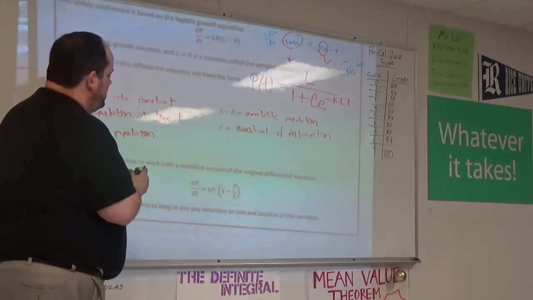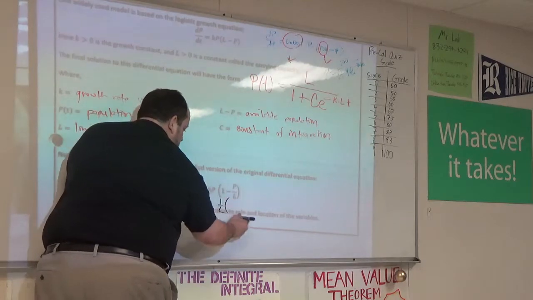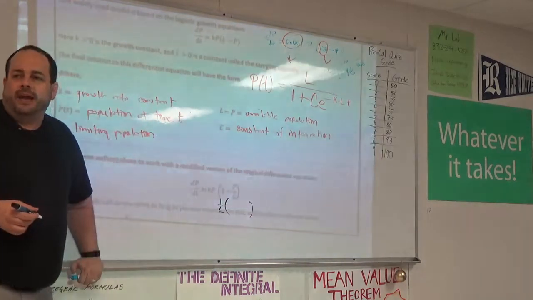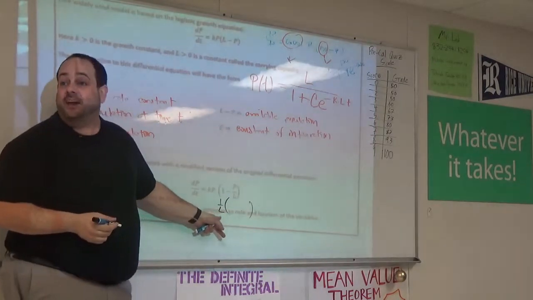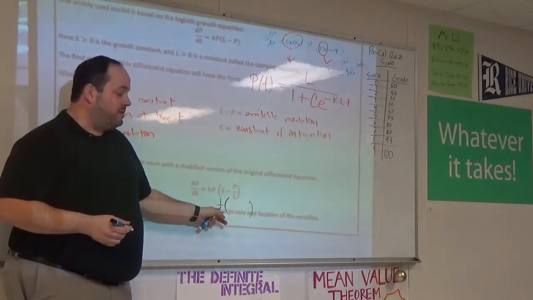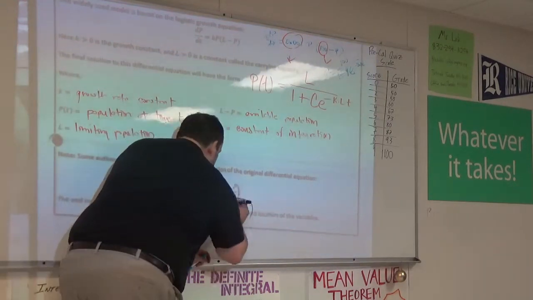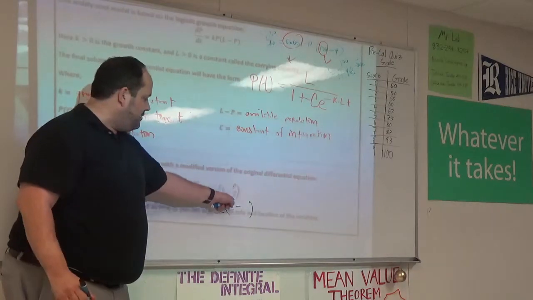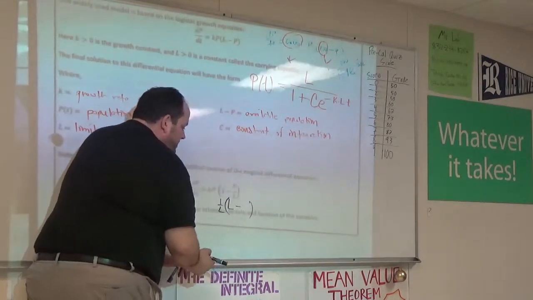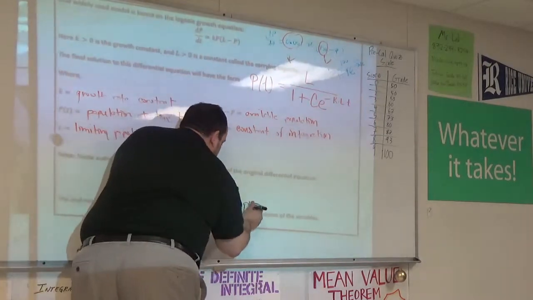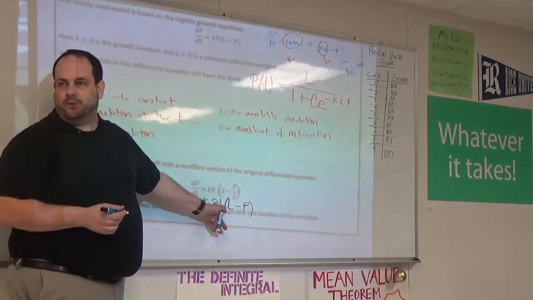So what if I factored out 1 over L? Which might seem strange. But to factor out just means divide. 1 divided by 1 over L is L. Minus P over L, factor out the 1 over L, is P. And then I've got K times P times this 1 over L.